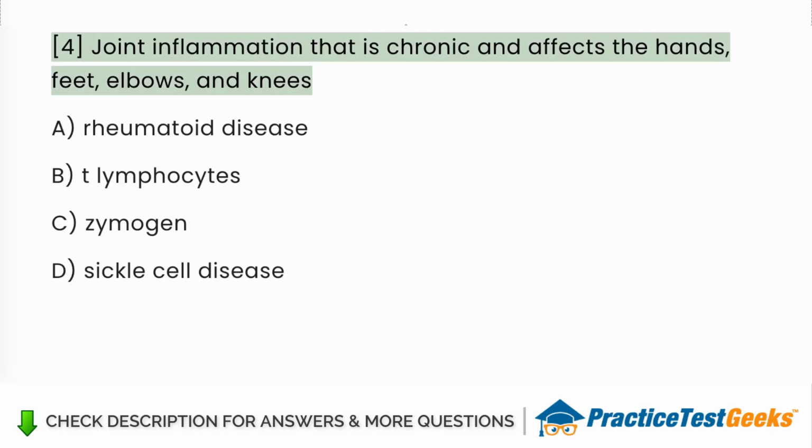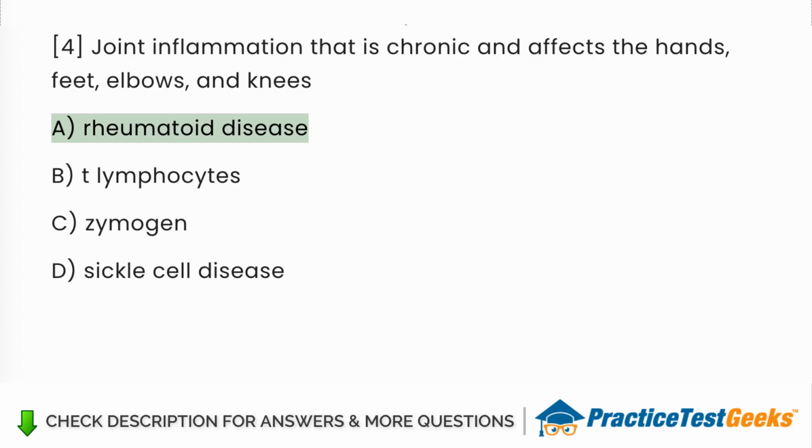Joint inflammation that is chronic and affects the hands, feet, elbows, and knees. A. Rheumatoid disease. B. T lymphocytes. C. Zymogen. D. Sickle cell disease.